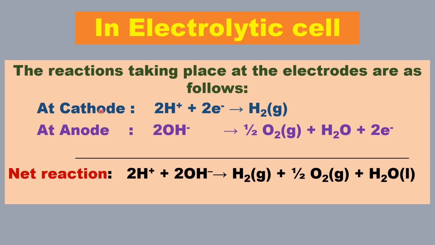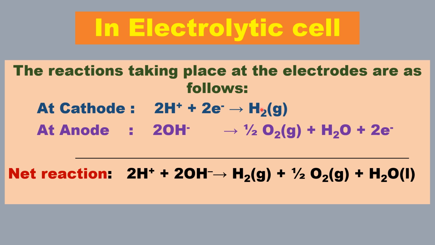So in the electrolytic cell, as I said, at the cathode hydrogen gas is released. These are in the diagram. At the anode, OH minus ion is oxidized to give oxygen gas, releasing 2 electrons. At the cathode, reduction takes place. At the anode, oxidation takes place. So H2 gas is released at the cathode.